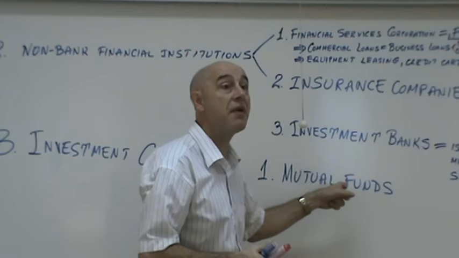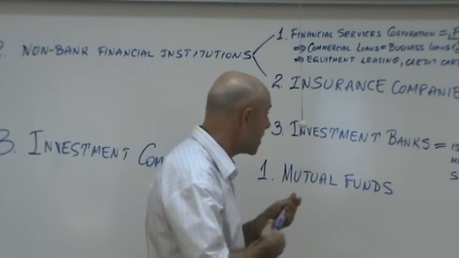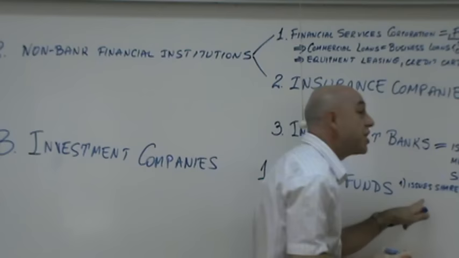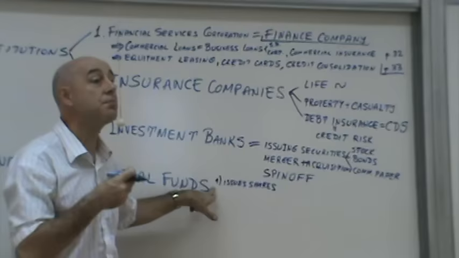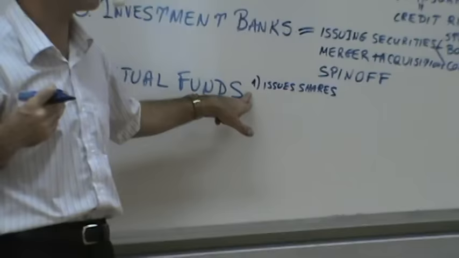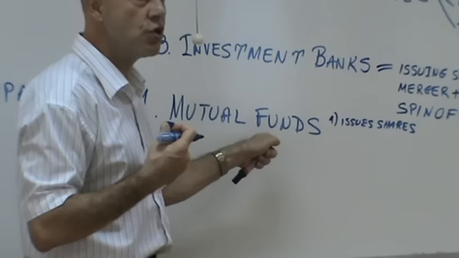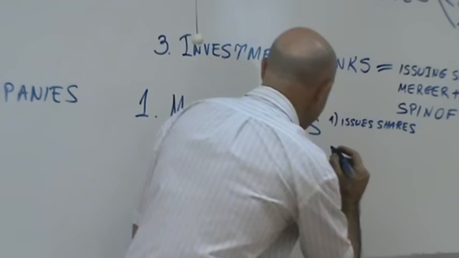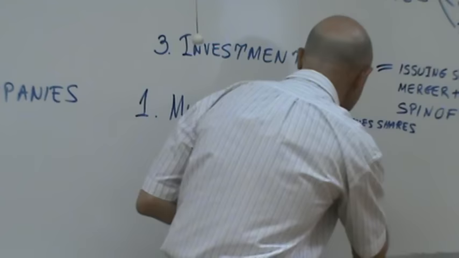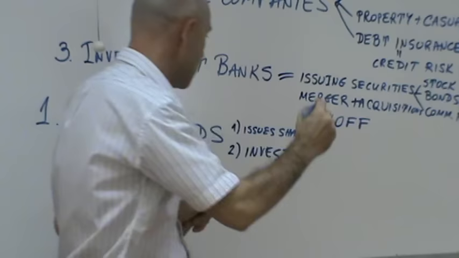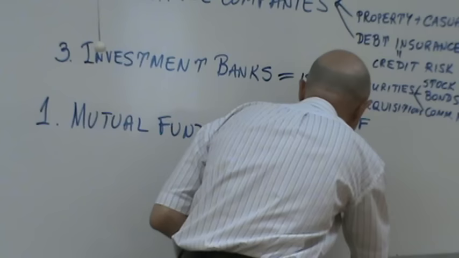Now, the mutual fund, here's the key. Number one, it issues shares. You become a shareholder. You share the profits and the losses of the mutual fund. So if the mutual fund has a 10% profit, you make a 10% profit. In other words, you are an investor in the mutual fund, and then the mutual fund invests in companies that issue shares. Invest in what? Stocks and bonds. We call this nicely debt and equity.